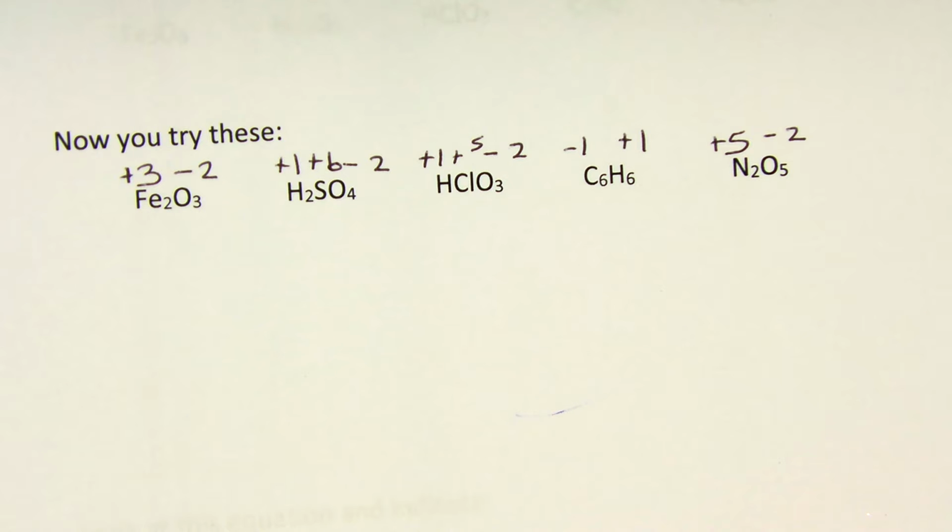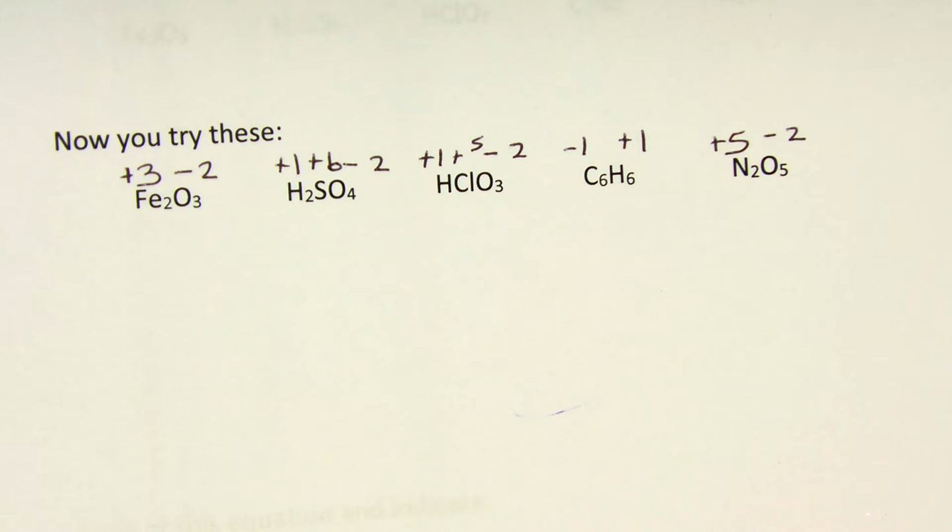Okay, let's go ahead and look at these. Iron trioxide is an ionic compound made of two monoatomic ions. So the iron is a +3, the oxide's a -2. We have two irons, gives us a +6, three oxides gives us a -6, so it adds up to 0.